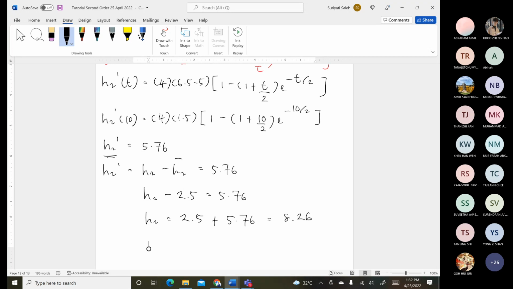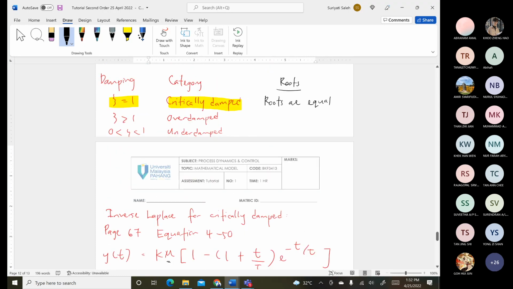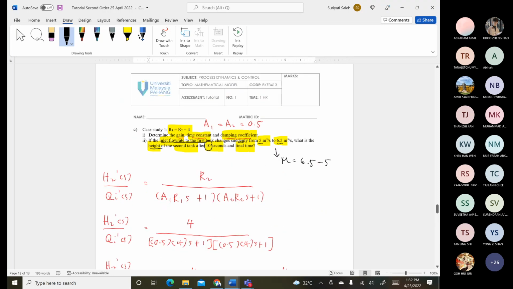Okay, if there is no further question, then we continue with the remaining question. Now we already calculated H2 at 10 seconds. And lastly, the question asks you to calculate at final time. In this question, the final time is not given, because we have only this statement: they just give you the value of the resistance, gain, time constant, damping, the inlet flow change, the magnitude. The first time is 10 seconds, which has been used. And lastly, it just indicates the final time.